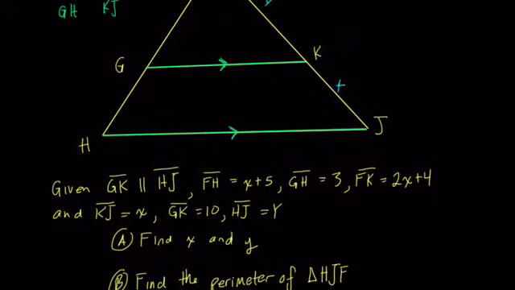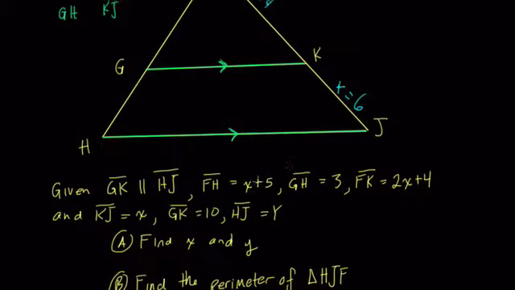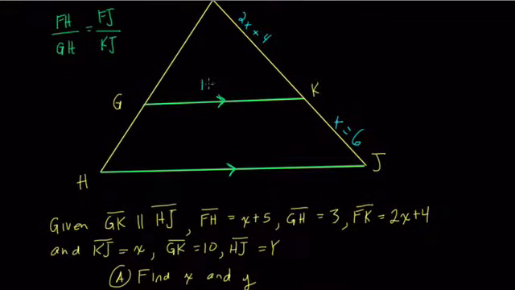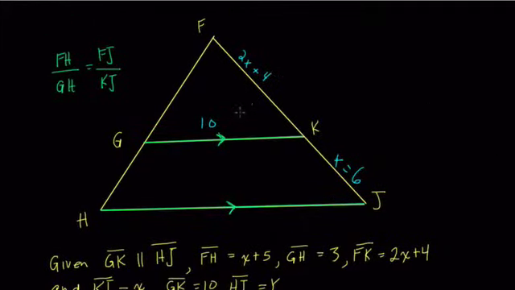X is 6, right? So I'll label that. And they want us to find y. Well, they tell us that GK is 10 over here. So what we should do then is find each side of each triangle, or as far as we can, and then compare these corresponding sides. So GK is 10. 2x plus 4, well, if x is 6, which we just said here, it's 2 times 6, which is 12, plus 4 is 16.